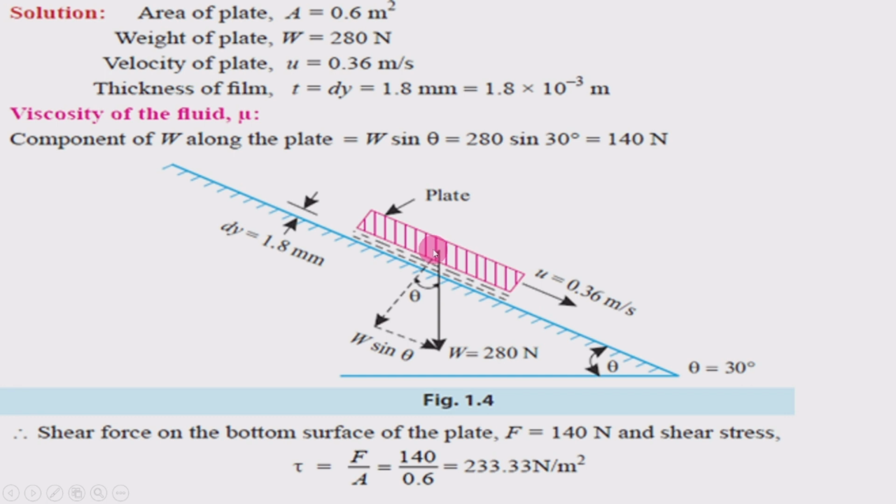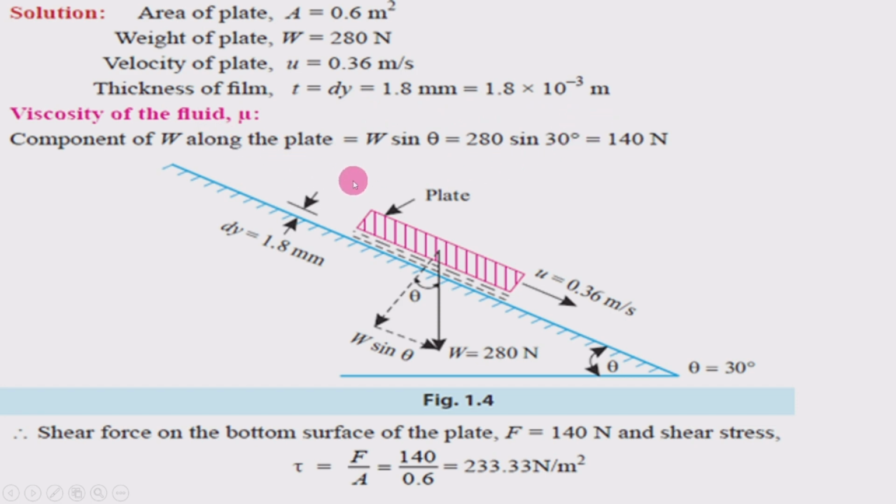Therefore, the weight has two components. One is the component at right angle to the plane, and along the plane the other component. With the given data, the area of the plate A is equal to 0.6 meter square, weight of the plate W is 280 Newton, and velocity of the plate U equals 0.36 meter per second. Thickness of film, that is given as t, which is equal to dy, the thickness of the fluid. It is 1.8 mm, that is 1.8 into 10 raised to minus 3 meter.